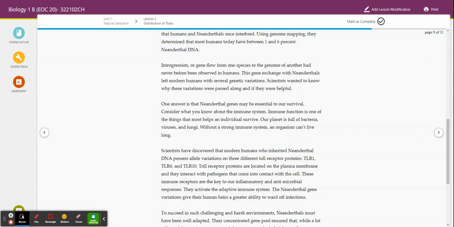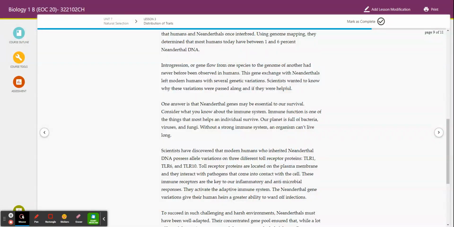Scientists wanted to know why these variations were passed along and if they were helpful. One answer is that Neanderthal genes may be essential to our survival. Consider what you know about the immune system. Immune function is one of the things that most helps an individual survive. Our planet is full of bacteria, viruses, and fungi. Without a strong immune system, an organism can't live long.